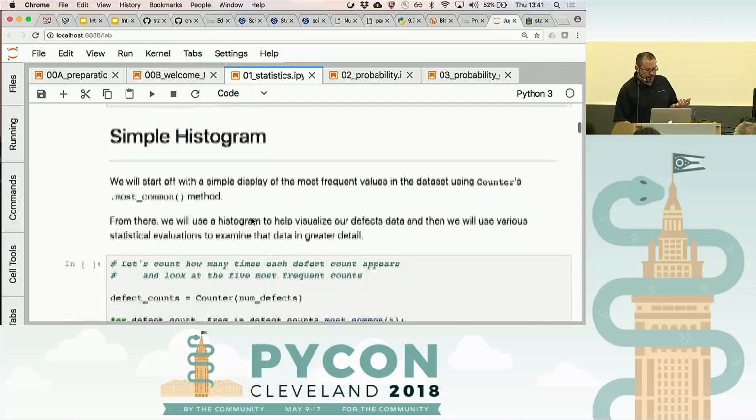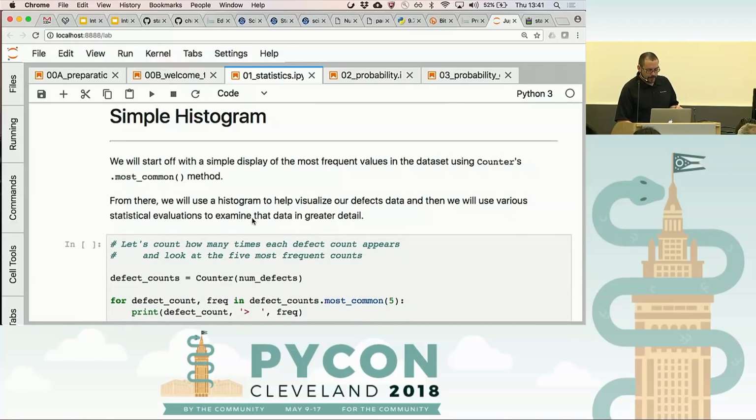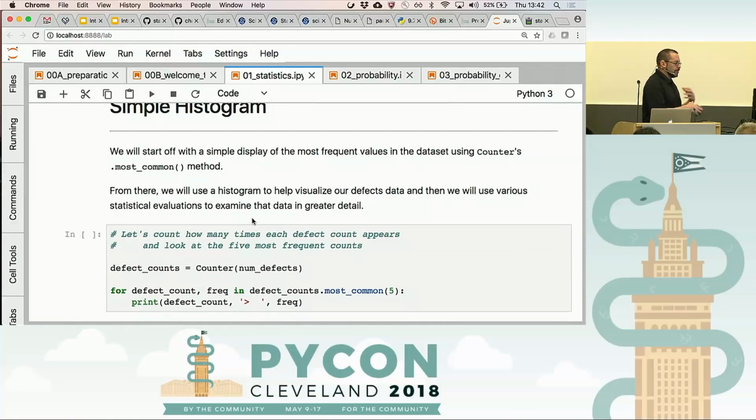And now I want to make a simple histogram, a simple graph. What we're going to do is try and start off by making this display, and we're going to use a tool called most common, which is found in the counter object, and you'll see how that works out.